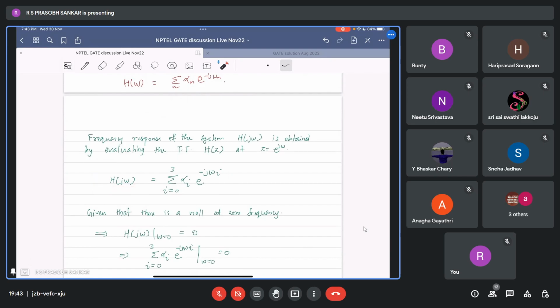So what do we have? H of e raised to j omega, or the frequency response, is given by summation i equal to 0 to 3 alpha i e raised to minus j omega i. So this is clear now. How do we get this?